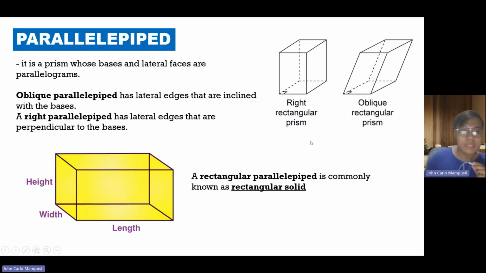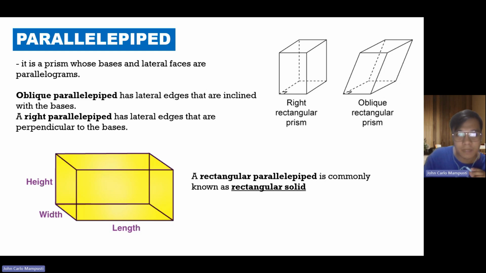Okay. Proceed na tayo dun sa next part natin. We have the parallelepiped. So, when we say parallelepiped, this is a prism whose bases and lateral faces are parallelograms. So, we have different types of parallelepiped. We have the oblique and the right parallelepiped.